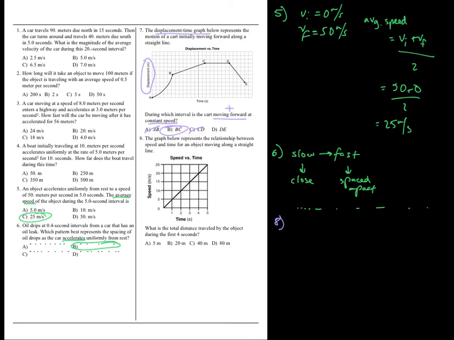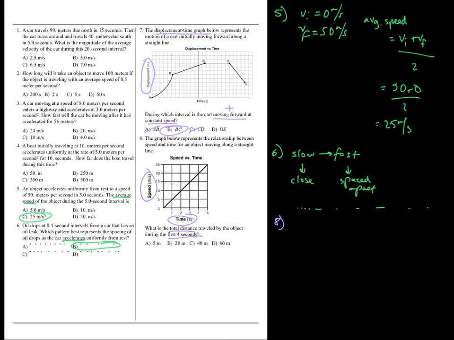But anyway, number 8. What is the total distance traveled by the object during the first 4 seconds? Here we have a speed versus time graph. That means when you look at it, how can you find distance? You have speed on the y, time on the x. What can you do to find distance?